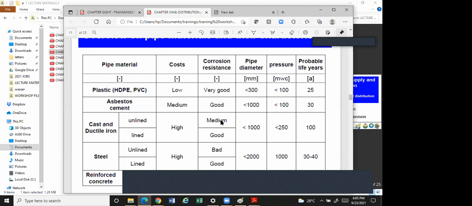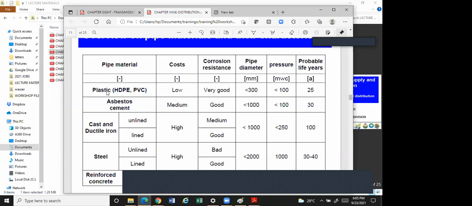Asbestos cement, we no longer use it because they say it's carcinogenic. It can cause cancer. It can last up to 30 years. It can only take less than 100 bars. It cannot be more than 1 meter in diameter. It is very good against corrosion.